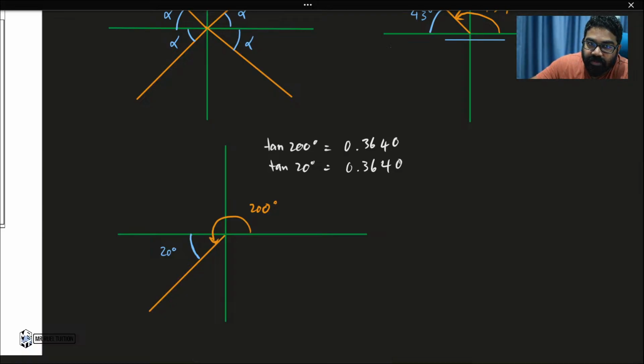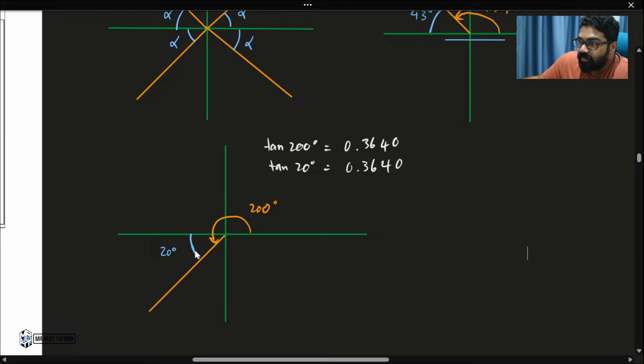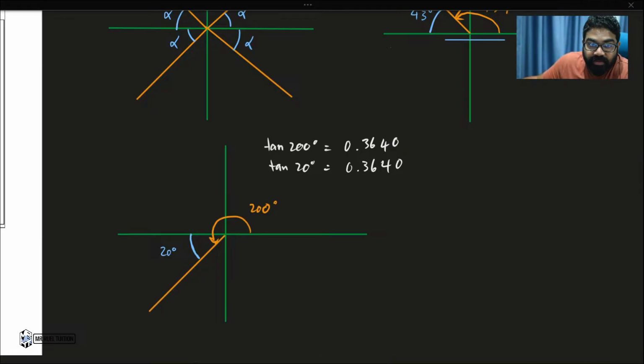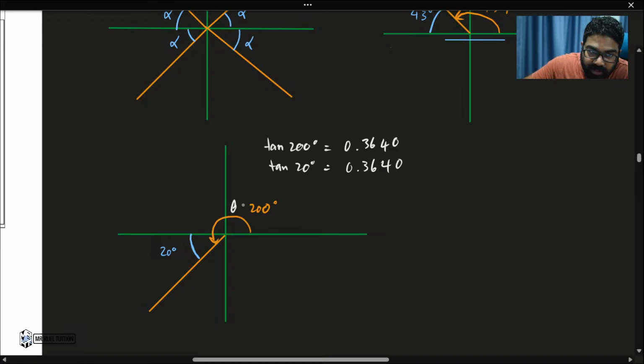0.3640. You check again. Tangent 200. If you're getting a different value, you check your mode, class. Semak mode balik. Okay, so it's the same. Understand or not? The tangent of theta, ini ialah theta. This is your theta. Tangent theta sama dengan magnitude tangent alpha. It's the same magnitude. That's all.